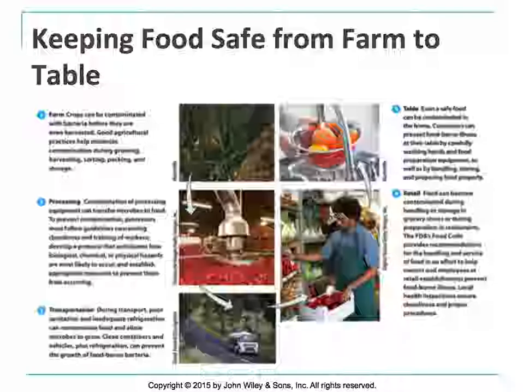Keeping food safe from farm to table. Now this graphic comes right from your text. I'm not going to read all the little boxes, but it's important to think about as we continue our discussion of food safety. So at the top, in the top box, we have a picture of food growing on a farm in the ground. And so that's the very first place where we see food in our food system.